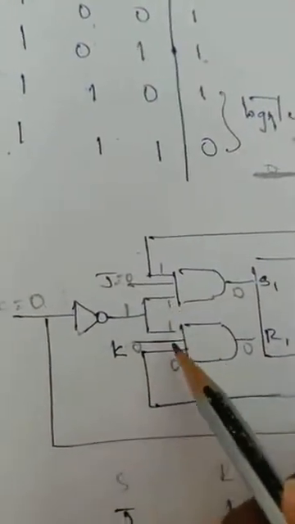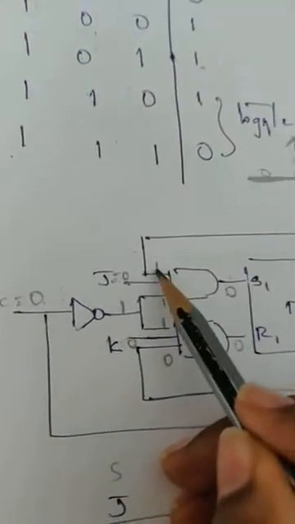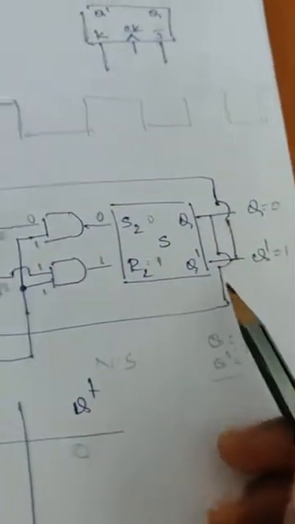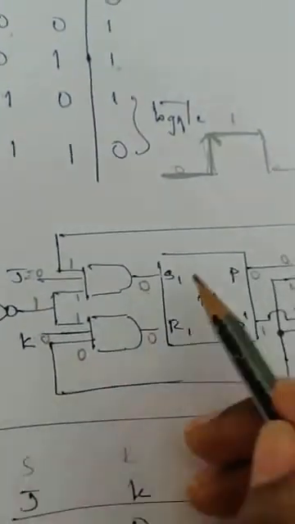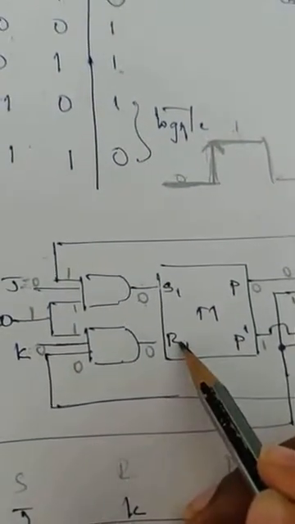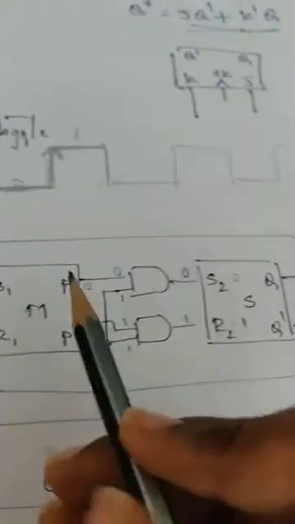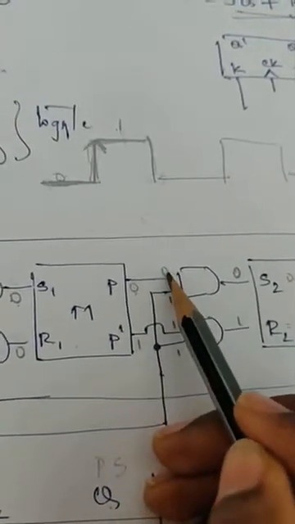Okay, clock is 0. This one I am writing here. J is equal to 0, K is equal to 0. And this one I got from Q bar, I have a connection from Q bar to here. I got this 0 from Q. So 1 and 0 is 0, 1 and 0 is 0. So S is equal to 0, R is equal to 0. S is equal to 0, R is equal to 0 means it retains its previous state. The previous state is 0, so it will be 0 itself. So 0 is here.